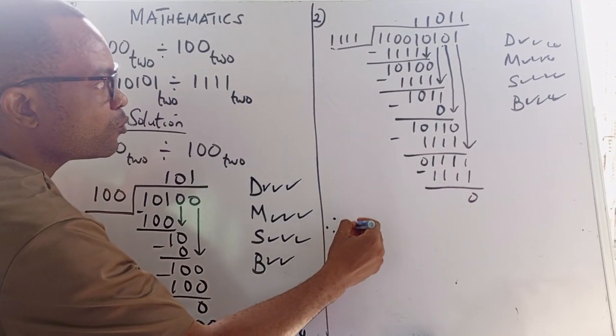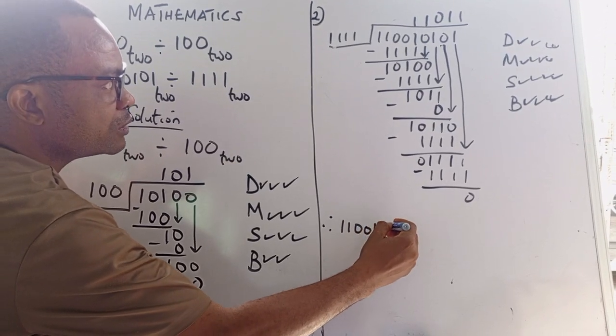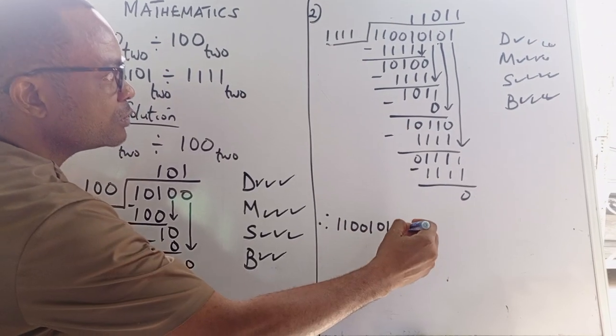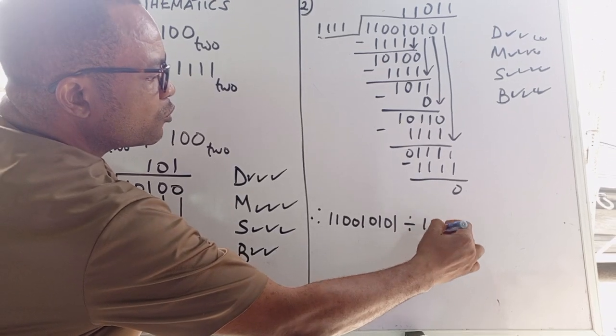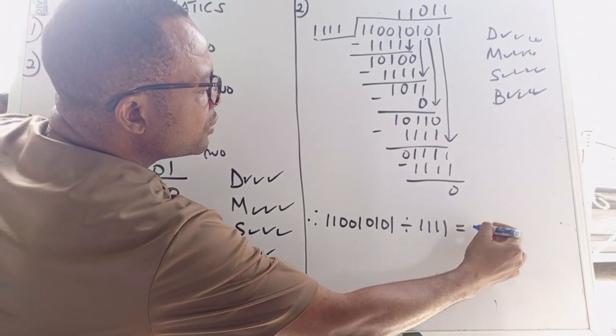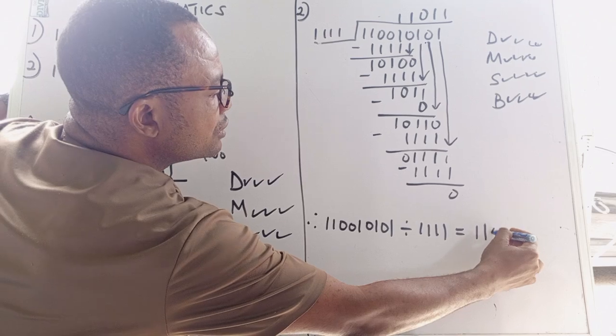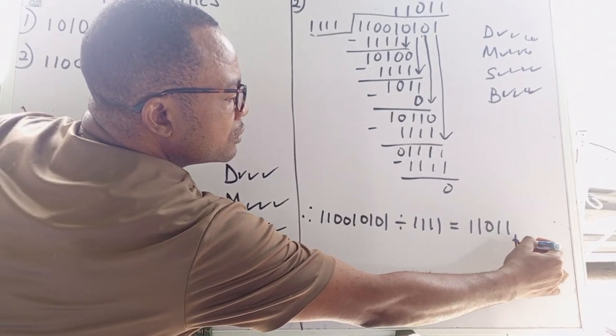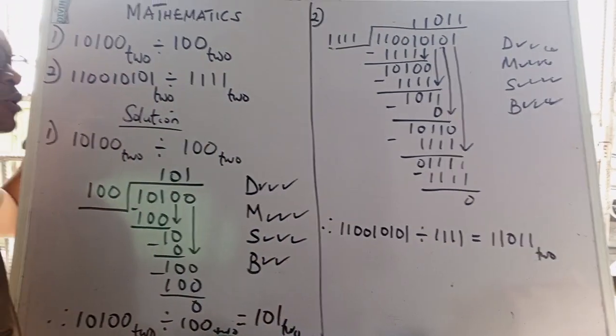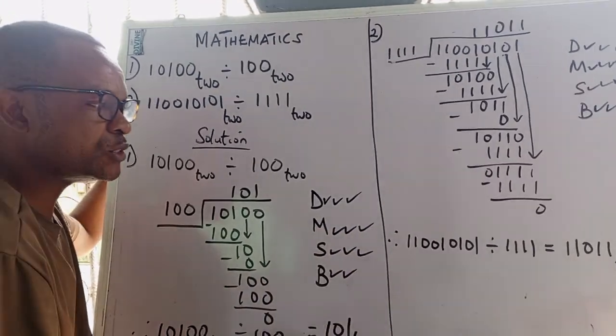Therefore, 1100100101 divided by 1111 is simply 11011 base 2. Okay, so that's the outcome of that division.